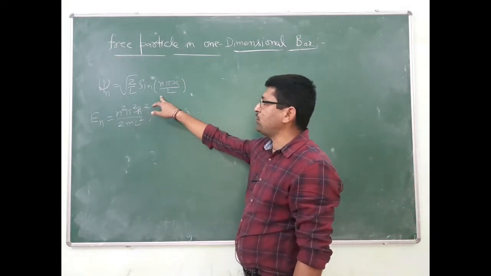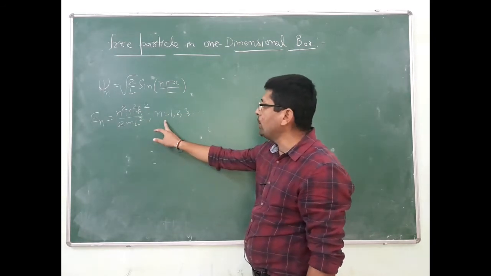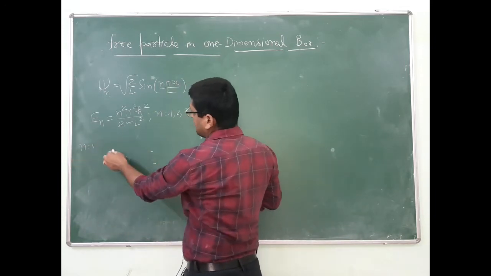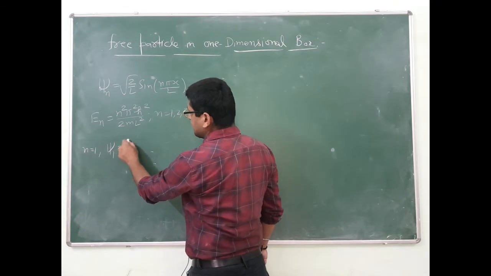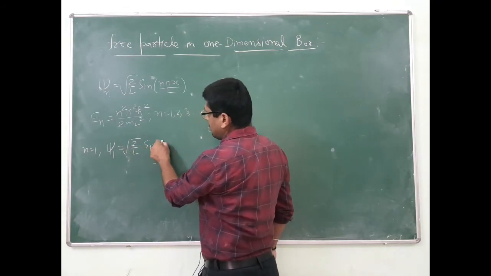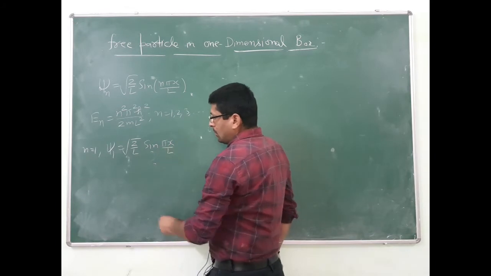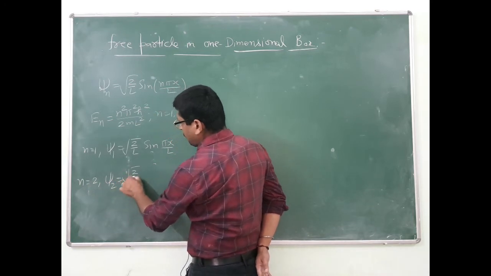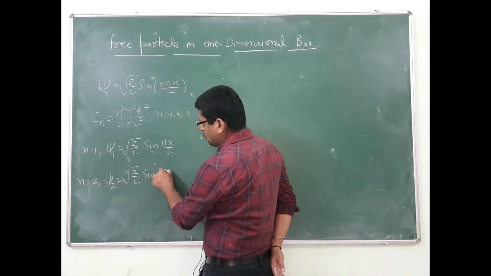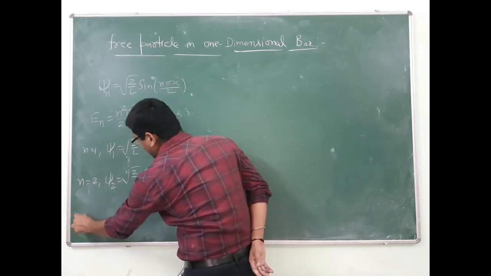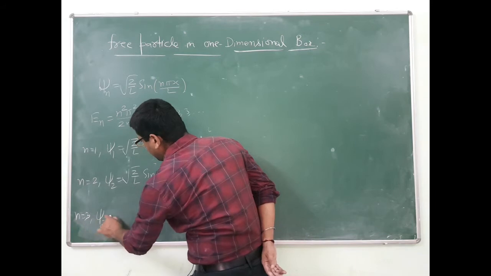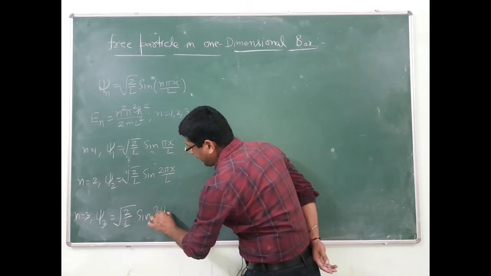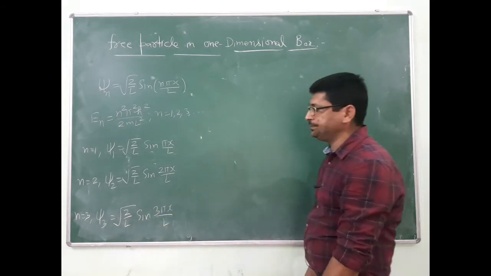Right now we will discuss this wave function. This is a generalized wave function for any n, where n can vary from 1, 2, 3 and so on. For n equals 1, the wave function becomes psi 1, which is square root of 2 by L sine pi x by L. Similarly for n equals 2, psi 2 is square root of 2 by L sine 2 pi x by L. For n equals 3, psi 3 is square root of 2 by L sine 3 pi x by L.